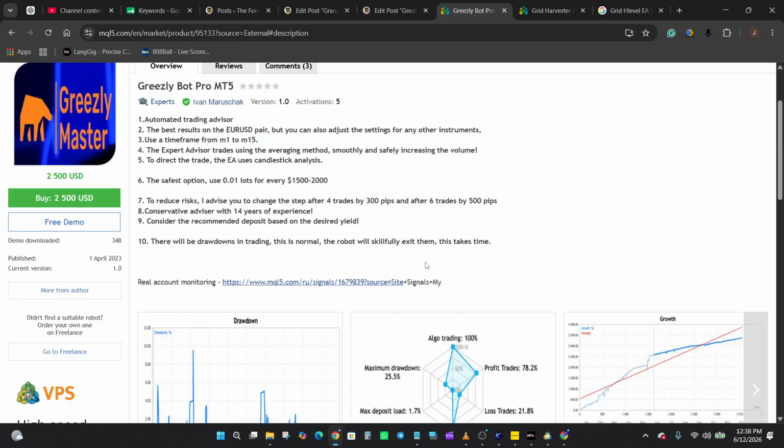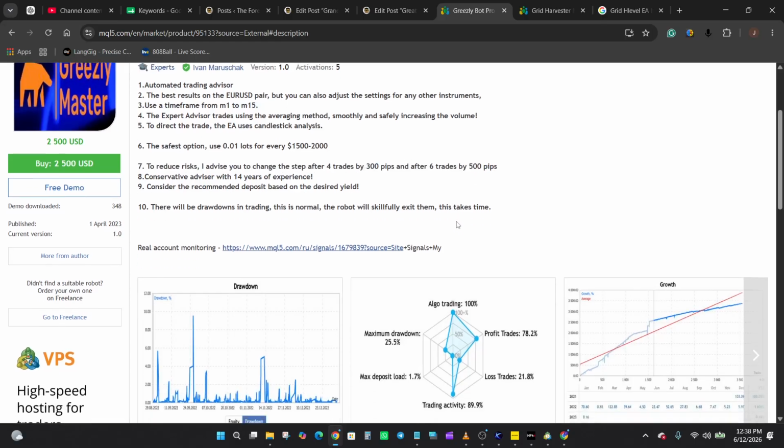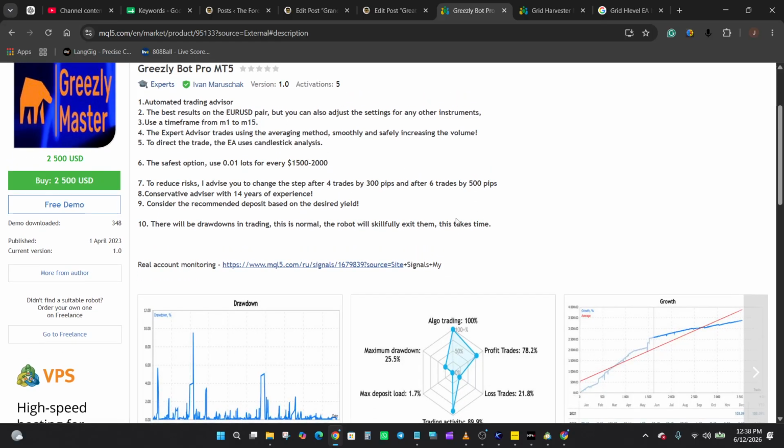Risk management guidance is also provided. The developer recommends using 0.01 lots for every $1,500 to $2,000, and additionally suggests adjusting trade step values after the 4th and 6th trades to help reduce risk exposure. Now, these recommendations are presented directly within the marketplace documentation and are worth reviewing carefully before testing.